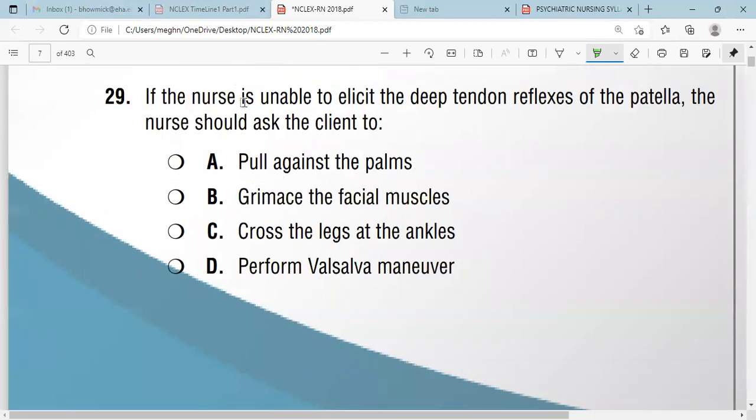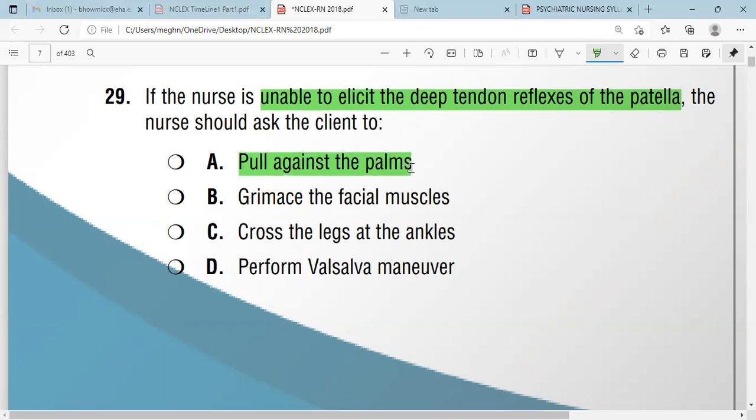Question here: if the nurse is unable to elicit the deep tendon reflex of the patella, the nurse should ask the client to: number one, pull against the palms; grimace the facial muscle; cross the legs at the ankle; or perform Valsalva maneuver. So the correct answer is number A, pull against the palms.